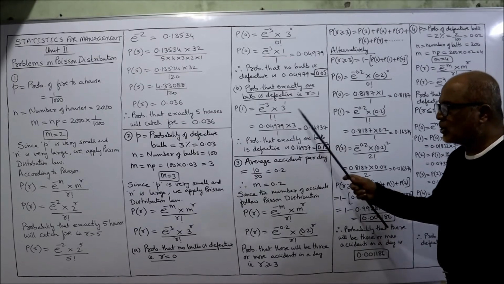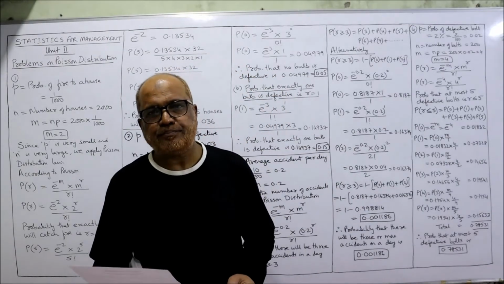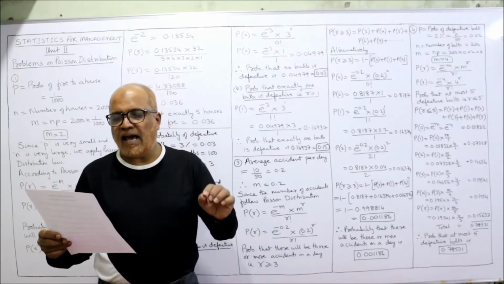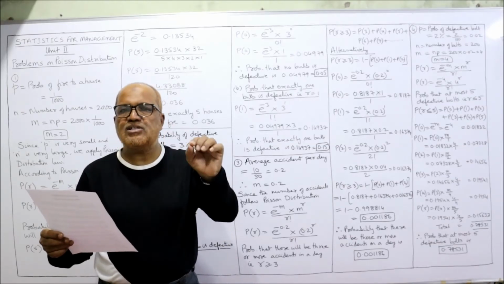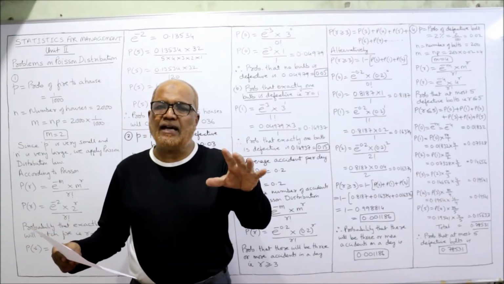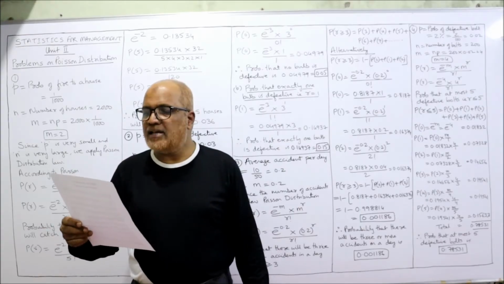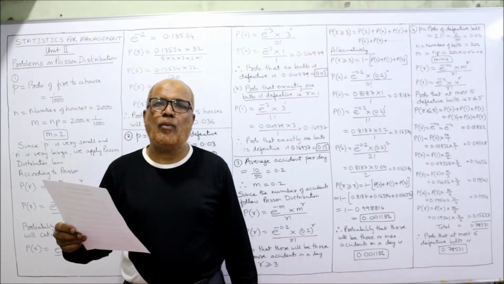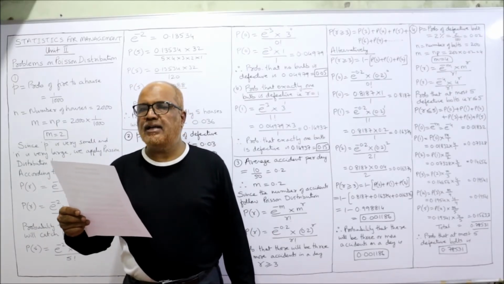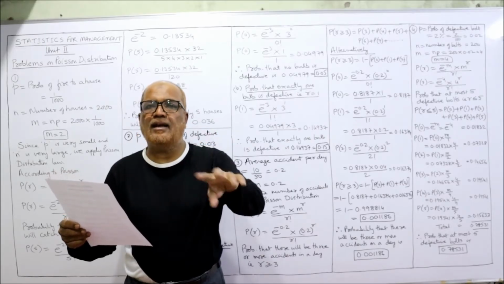That's all. So two problems we have completed. Now I am coming to the third problem. Problem number 3. In a particular town, 10 accidents took place in a period of 50 days. Assuming that the number of accidents follow Poisson distribution, directly given in the problem itself, find the probability that there will be 3 or more accidents in a day.